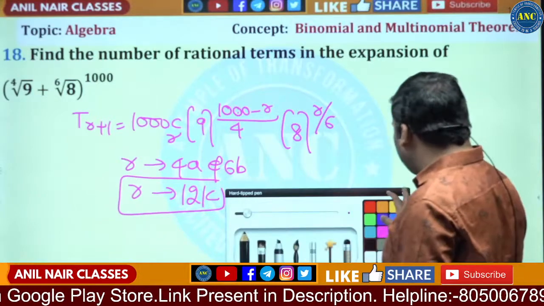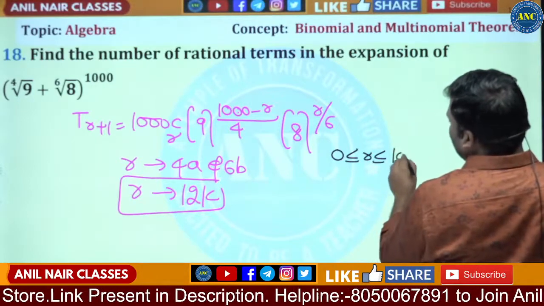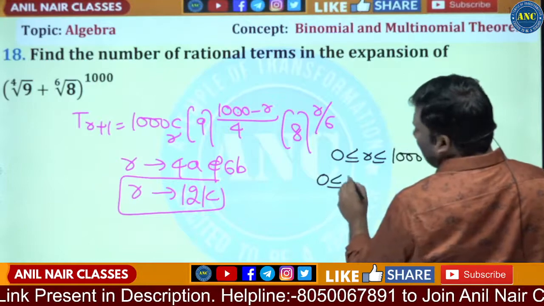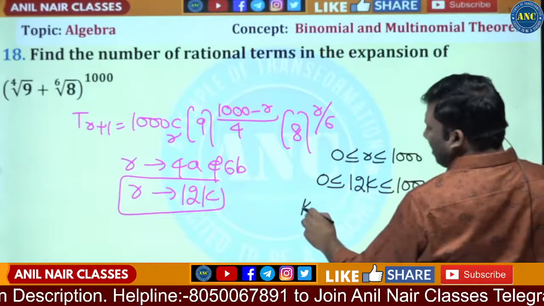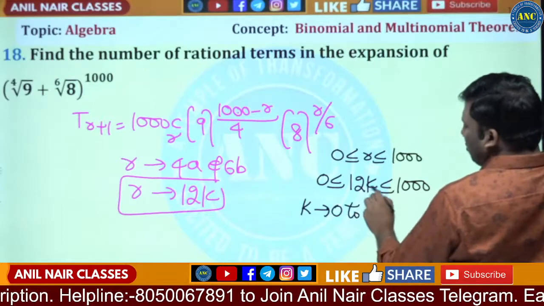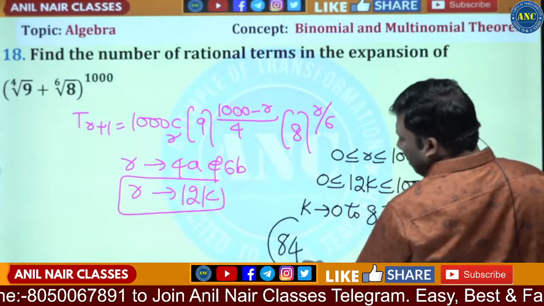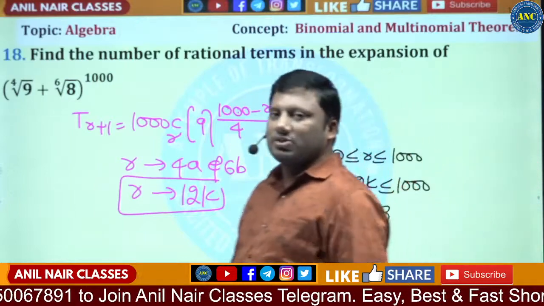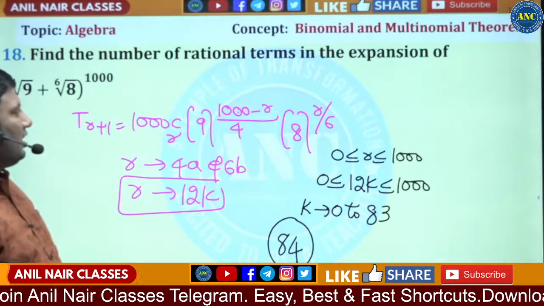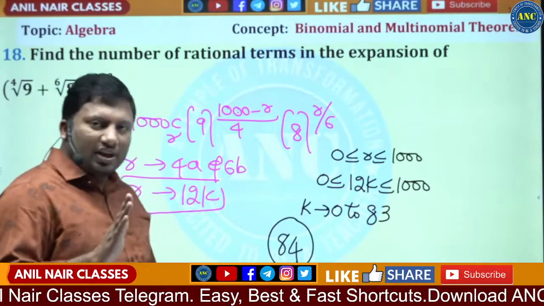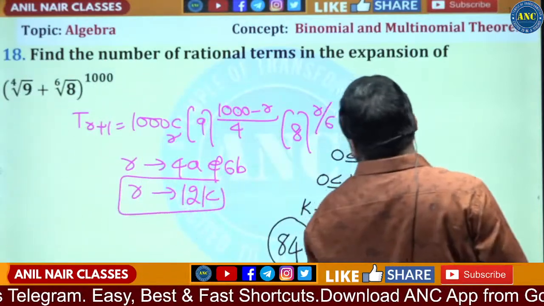If r is divisible by 12, 0 less than or equal to r less than or equal to 1000, so 0 less than or equal to 12k less than or equal to 1000. So how many multiples are there? K can start from 0 to 83, since 12 eights are 96, and 12 times 83 is within 1000. Totally, how many values are there? How many rational terms are there? 84 rational terms are there in this expansion. I hope the idea is very clear to you how to find the rational terms, irrational terms, integer terms.